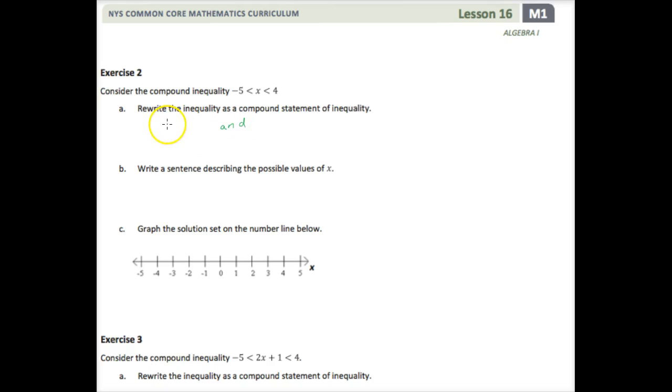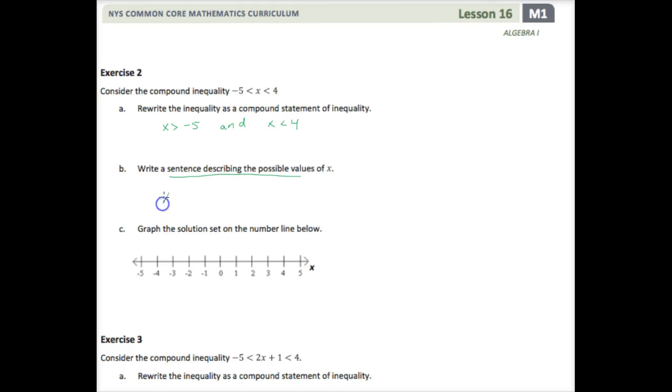And what we're going to do is we're going to say x is greater than -5. And we already have our "and", x is less than 4. Write a sentence describing, so now we're going to describe the possible values. Well, if we think about it, what do we see? x is between -5 and 4.